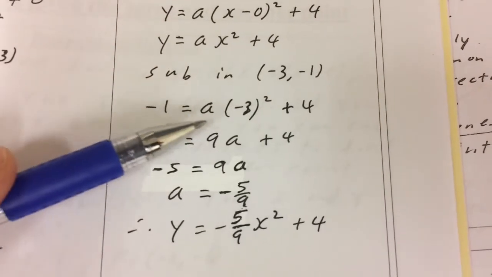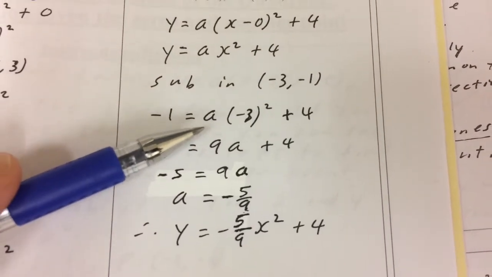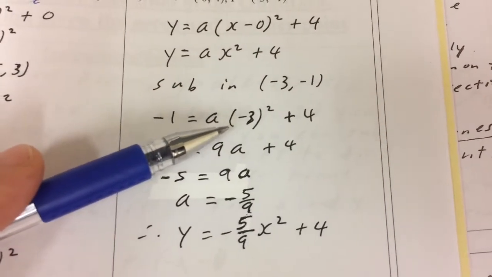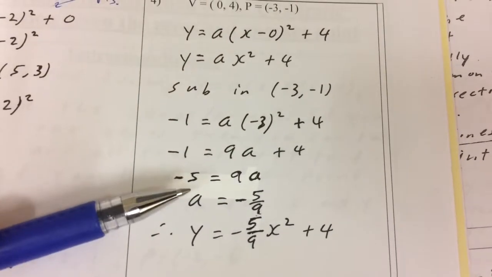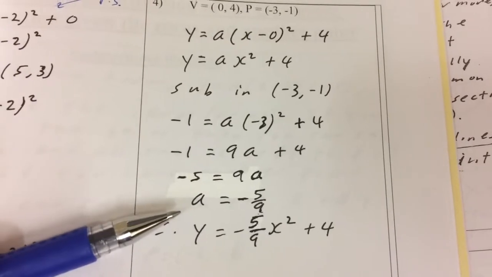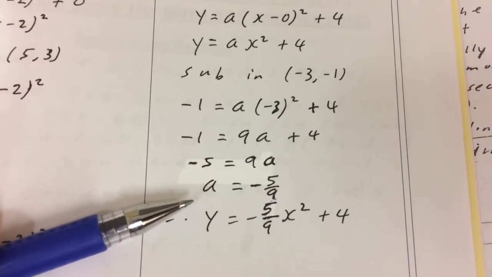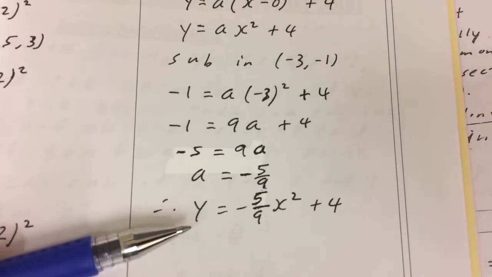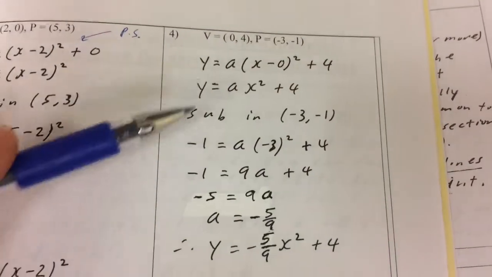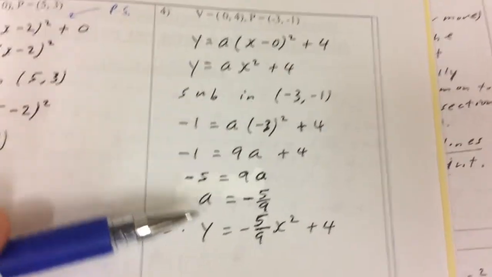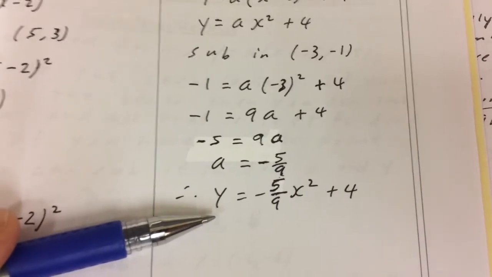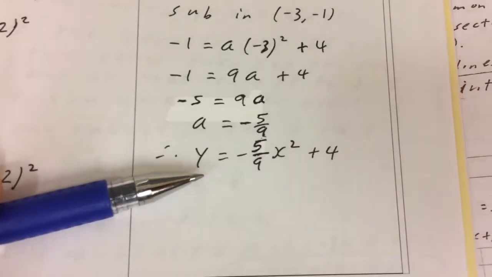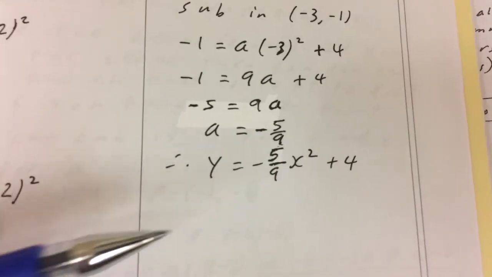When we sub the numbers in, we can evaluate -3 squared is 9. Bring the 4 over to this side, you get -5. Then divide both sides by 9, and you get a equal to -5 over 9, and you just sub that back into the original form. You've got the equation of the quadratic as y equals -5 over 9 x squared plus 4. And that's it for this one for vertex form.